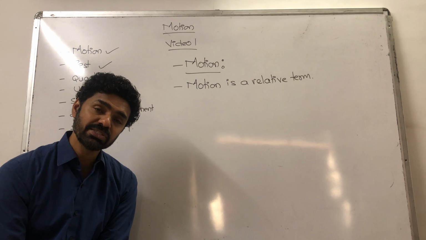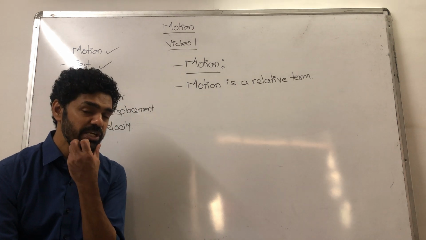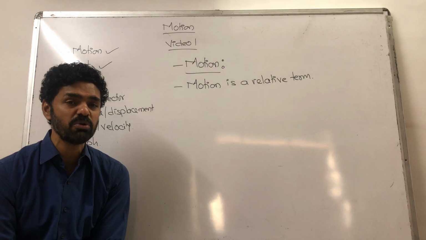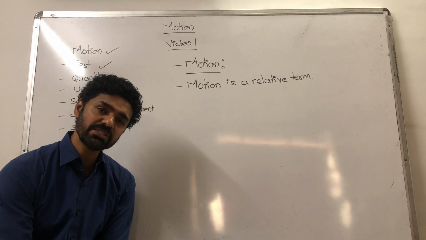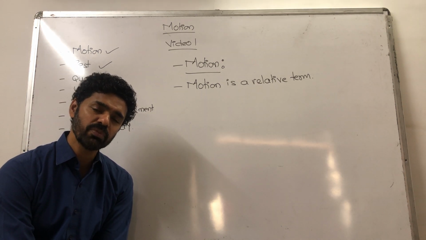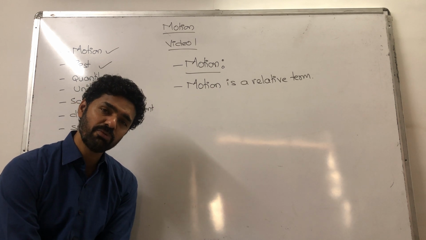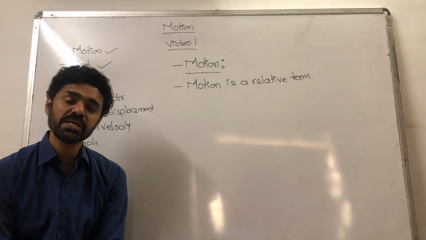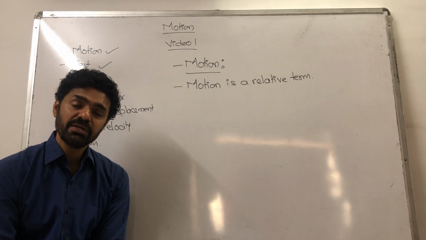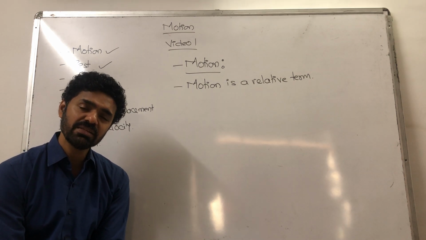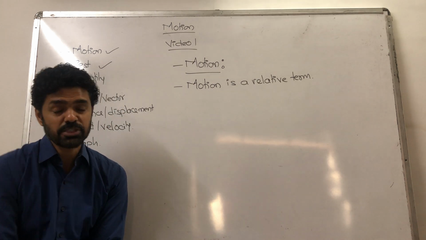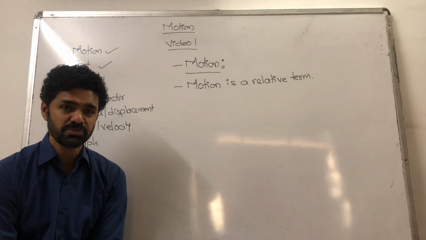But if A asks C, am I in motion? C, who is outside the bus and who can view A in the moving bus, for C, A is in motion. So the object is same. A is the object over here. For C, A is in motion, and for B, A is not in motion. Hence we say motion is a relative term. That is, here in this example, with respect to C, A is in motion. With respect to B, A is not in motion.